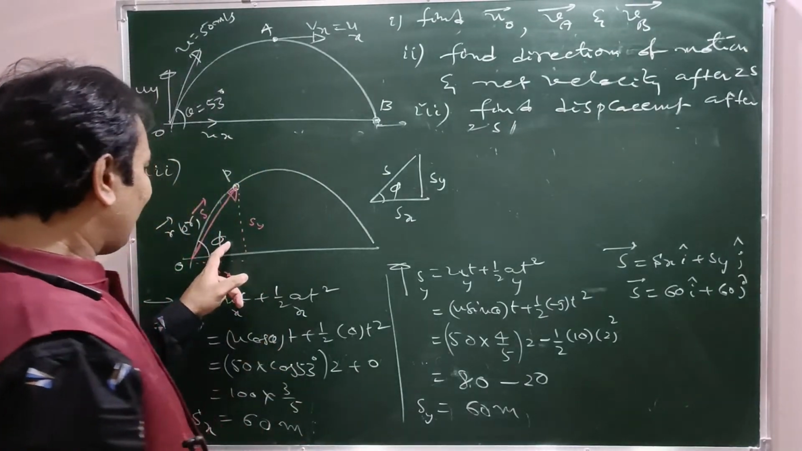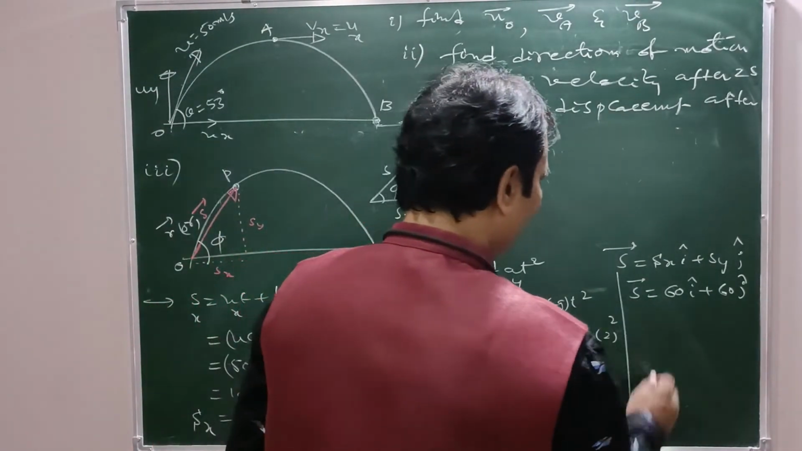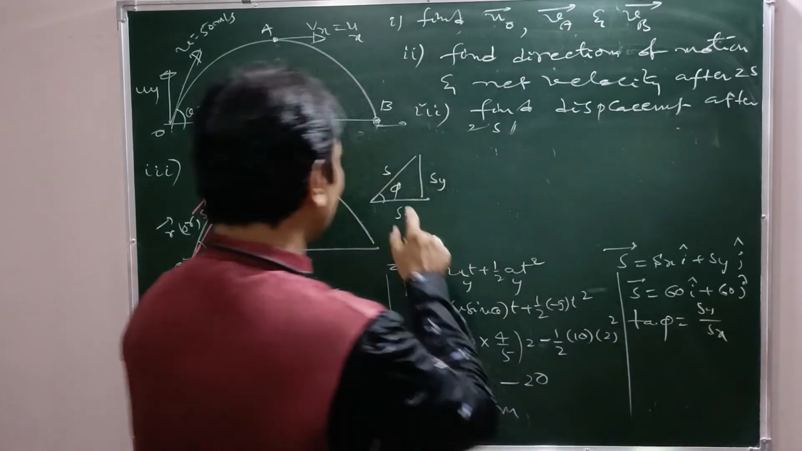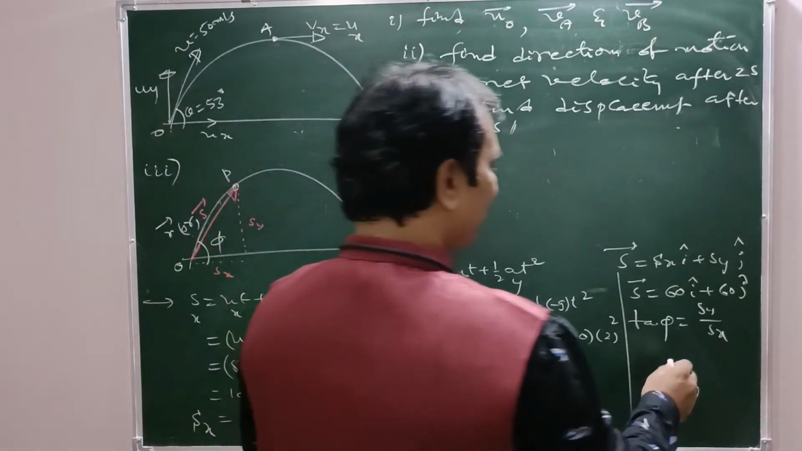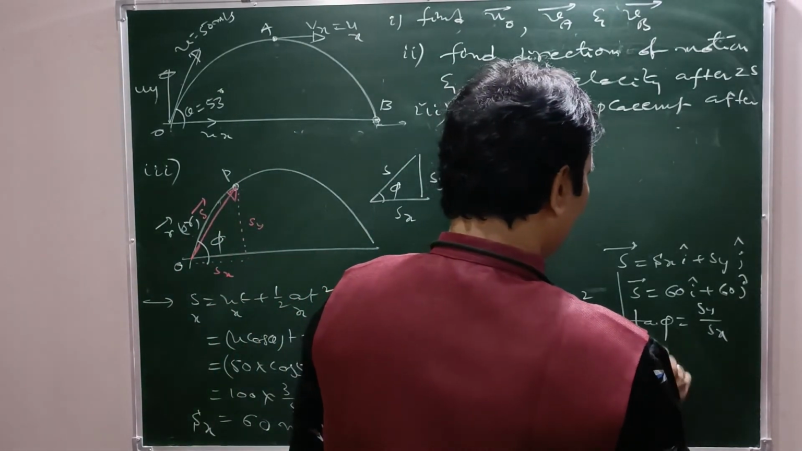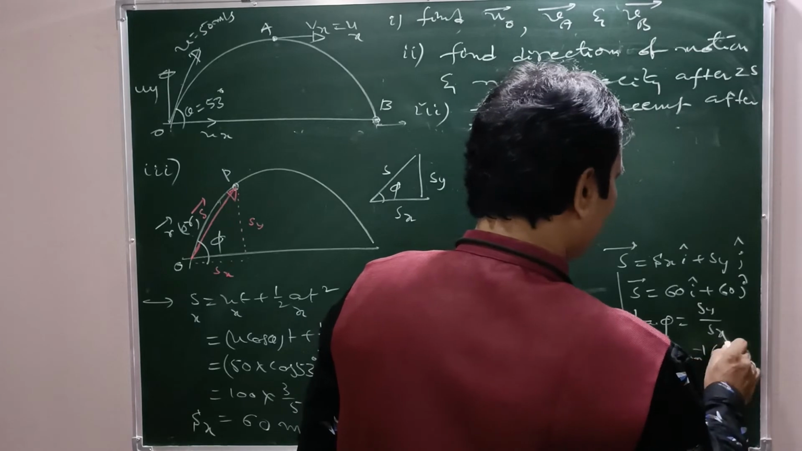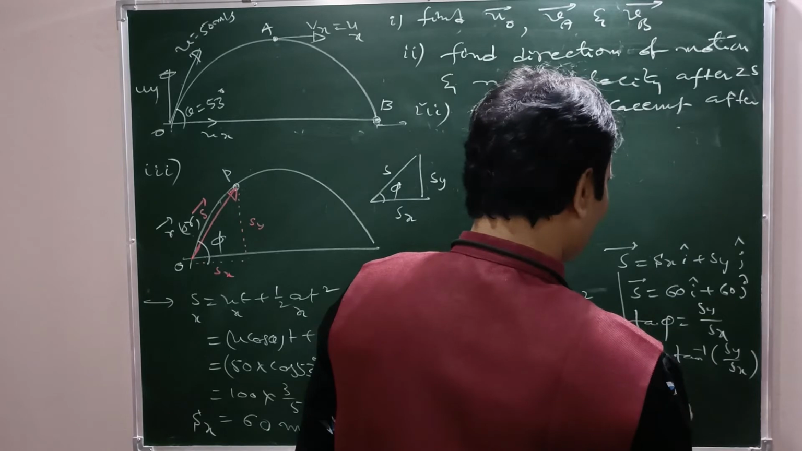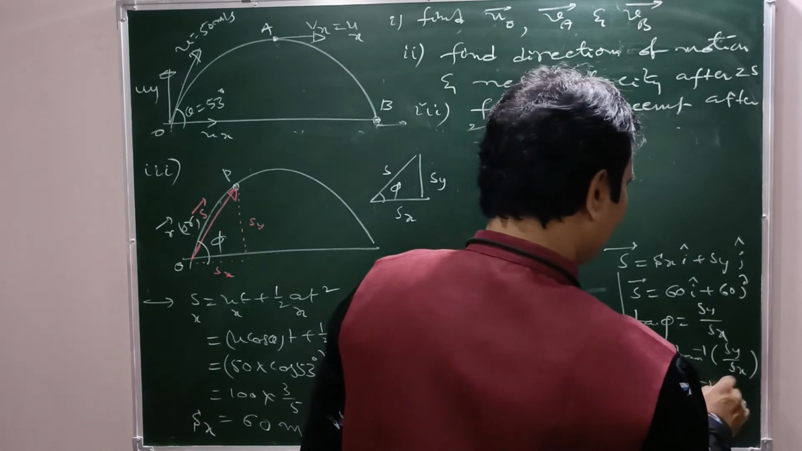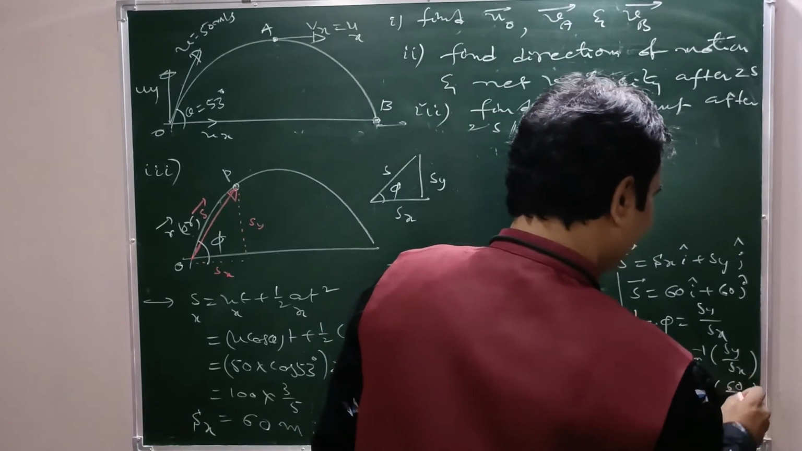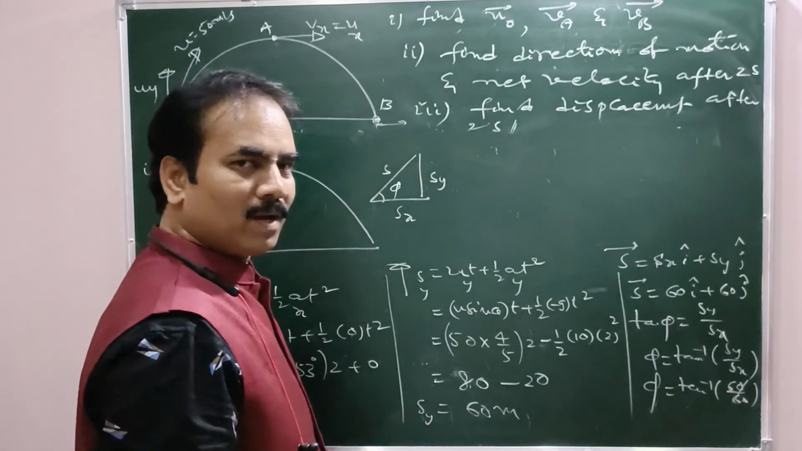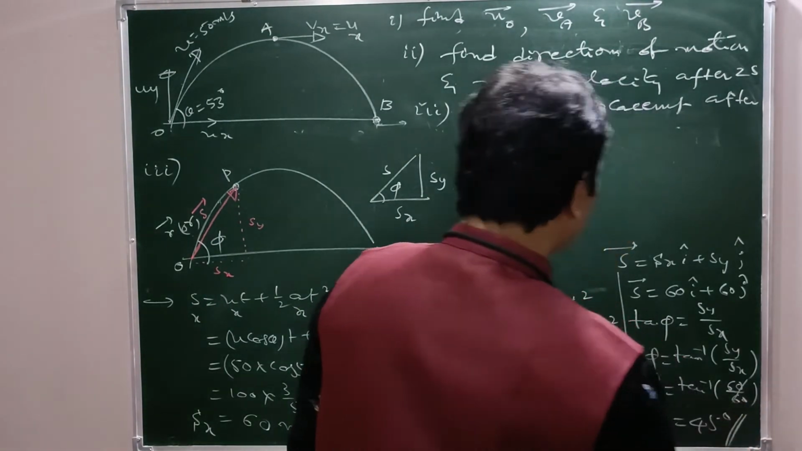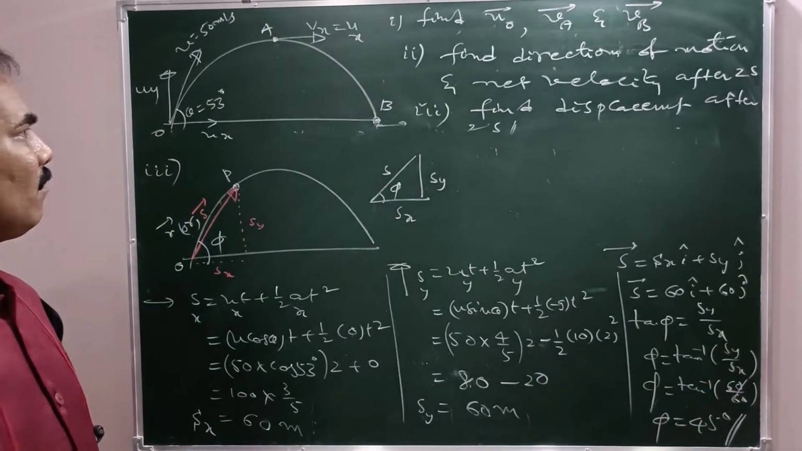Now, what is the angle of elevation? Tan phi equal to Sy by Sx. See here, tan phi equal to Sy by Sx. That is phi equal to tan inverse of Sy by Sx. That is phi equal to tan inverse of 60 by 60, which is 1. Tan inverse 1, that is 45 degrees. Phi equal to 45 degrees. Right? Okay.